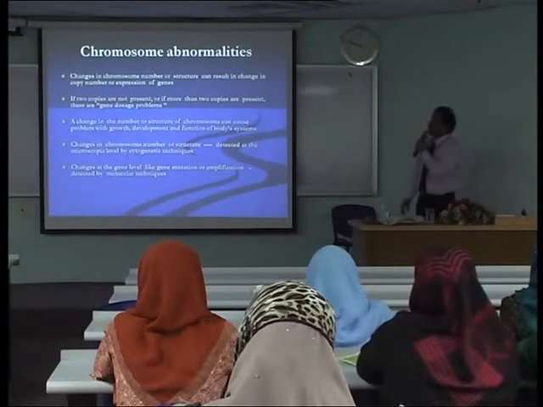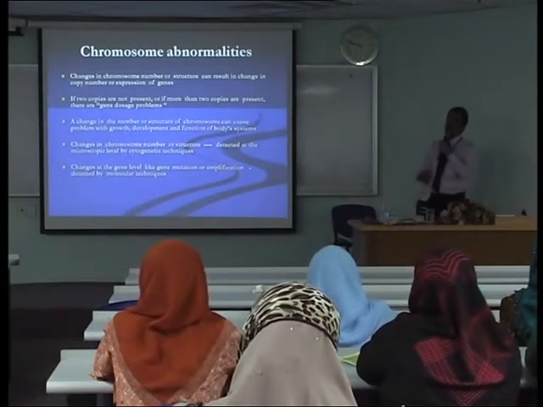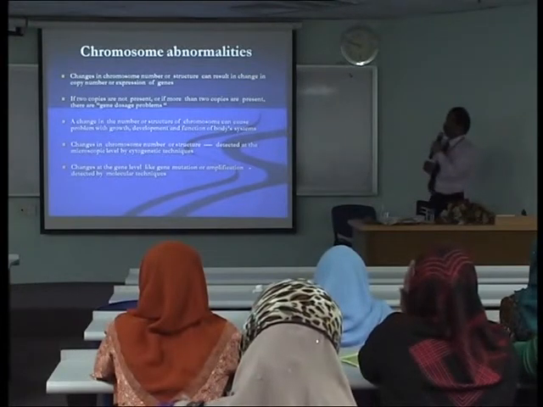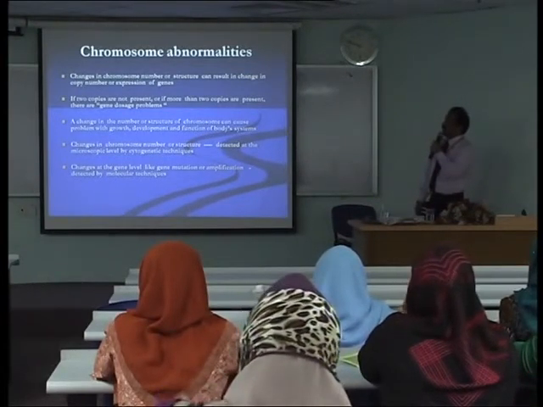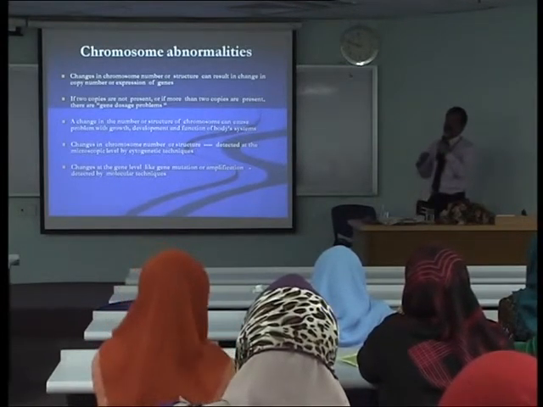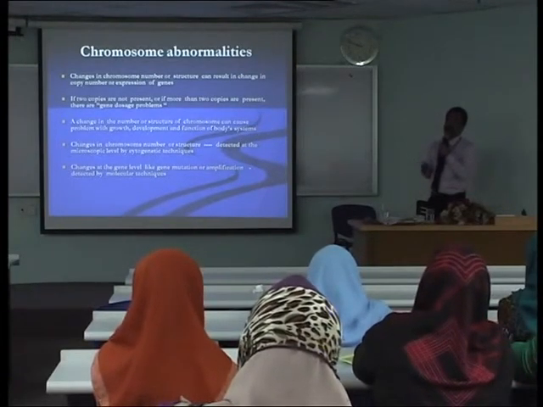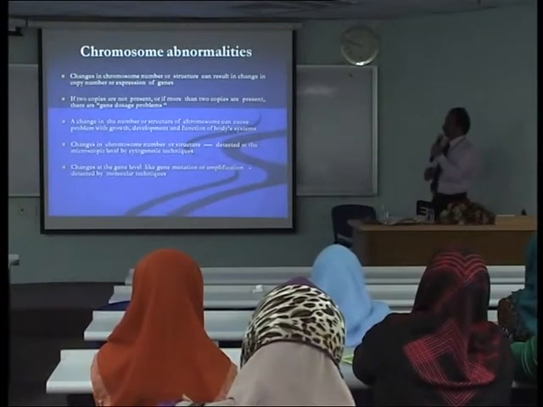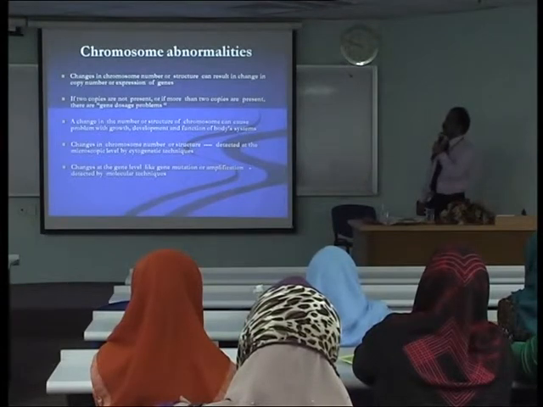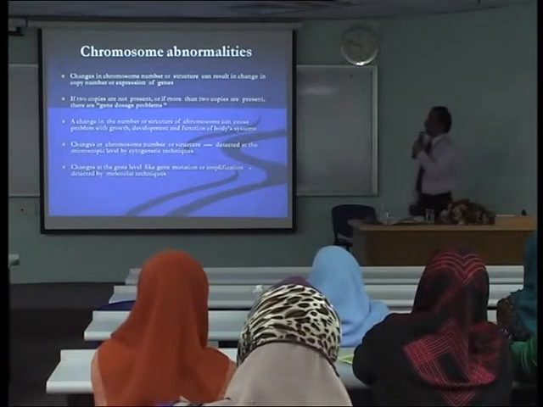So changes in the number or structure of the chromosome can result in a change in the copy number or expression of genes. That means if there is an extra chromosome, the number of genes will also be extra in that chromosome. If 2 copies are not present, or if more than 2 copies are present, there will be a gene dosage problem. That means the dosage of the genes will be either increased or decreased based on the presence or absence of the chromosome. So a change in the number or structure of chromosome can cause problems with the growth, development and function of the body systems.